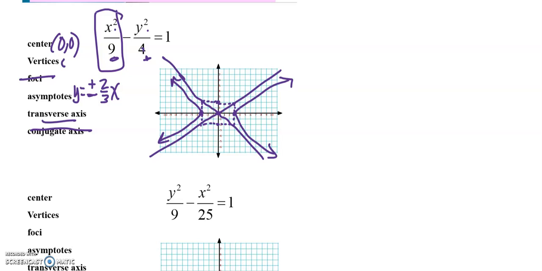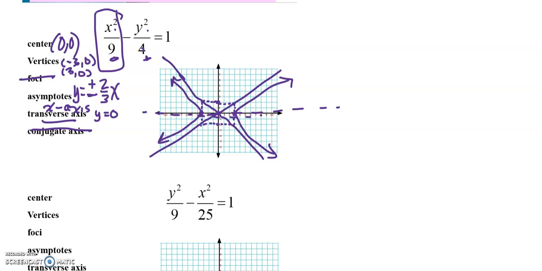So we have one at -3, 0, and one at 3, 0. Those are our vertices, and our transverse axis goes right through the center of that hyperbola. So it's going to cross y, so it's going to be y equals 0. The axis is the x-axis, which gives us an equation of y equals 0.